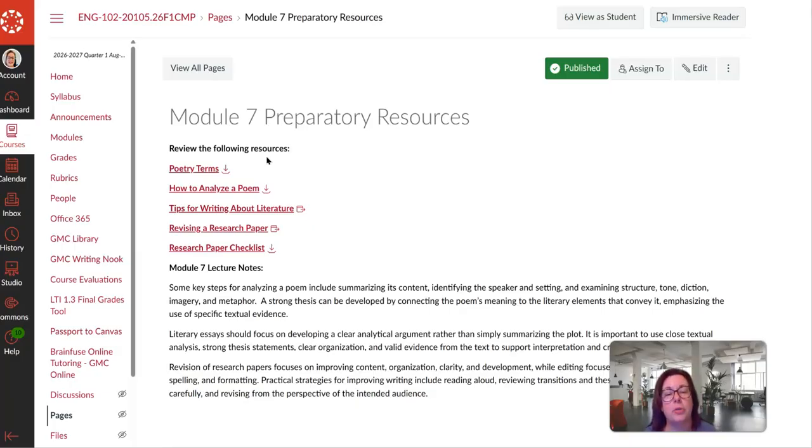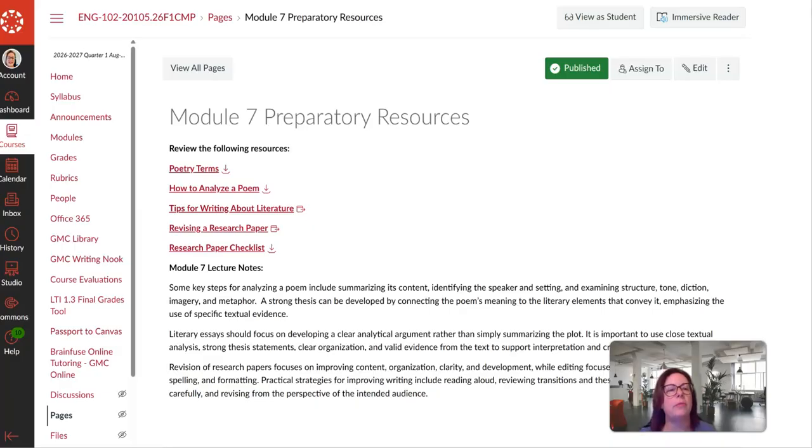And then as you wind up with your research essay, there are a few additional resources as you're writing. Again, tips about writing about literature, which is different than writing about other topics. That's what we're focused on in this course, literary analysis. How to revise a research paper once you've gotten to a rough draft. There are some things to look for in the research paper, and then a final checklist.